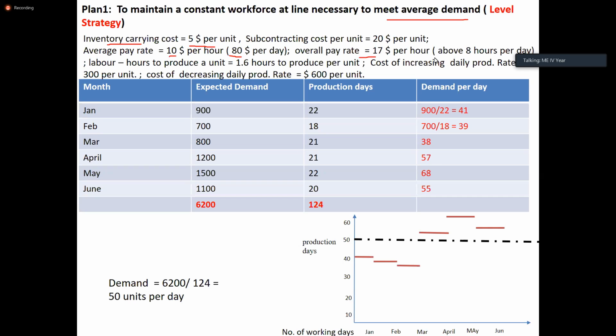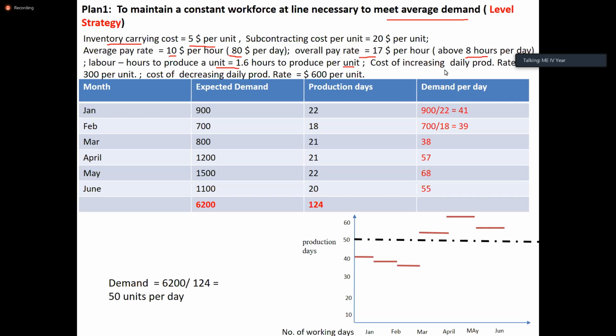Overall pay rate is $17 per hour. It means 17 into 8 hours. So that is the total amount they have to pay if one employee works 8 hours. The labor hours to produce per unit is 1.6 hours. It means to manufacture one product, they will take 1.6 hours.